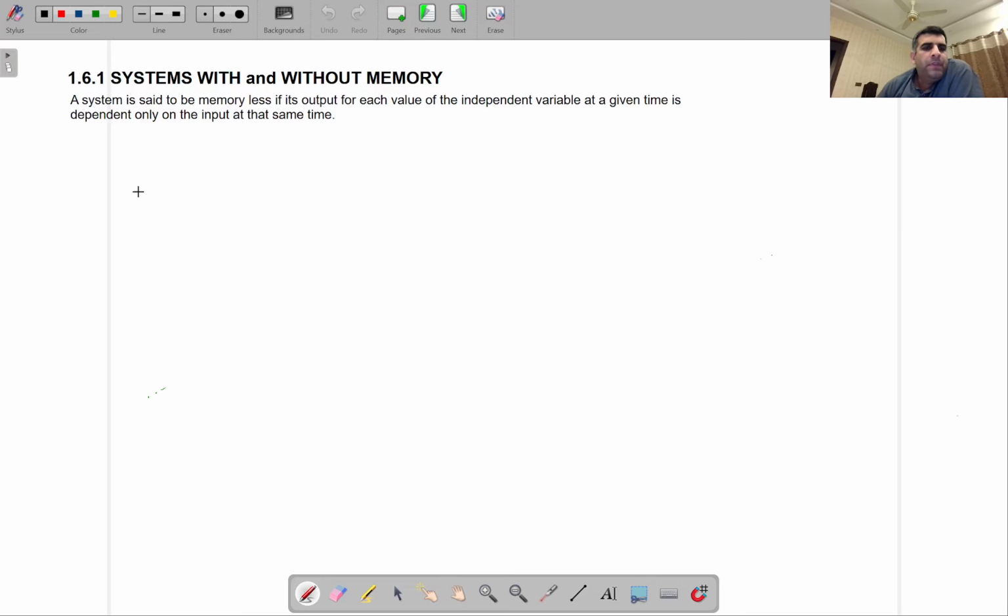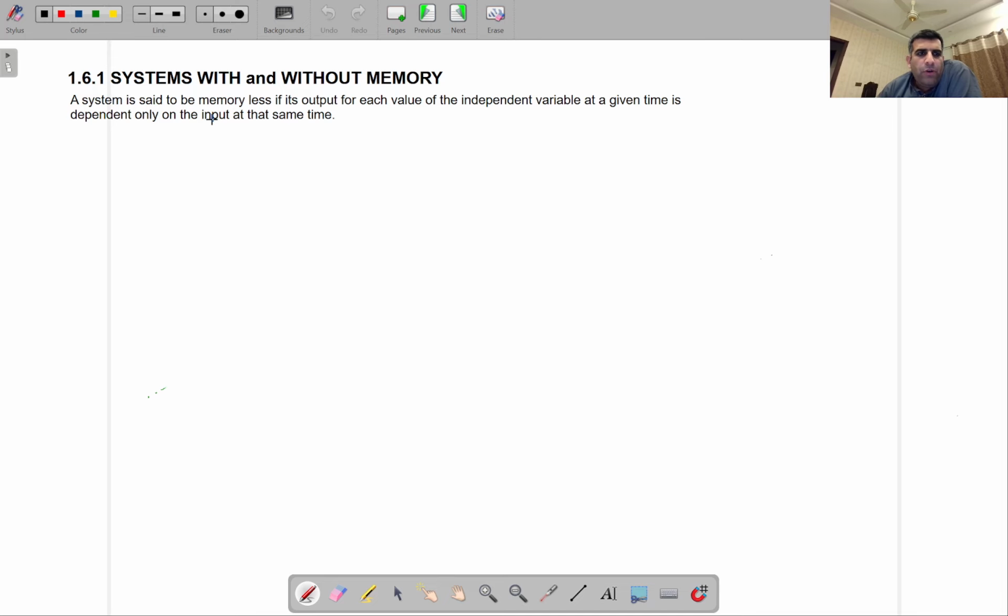Hello everyone. So now we are going to start topic number 1.6, which is system properties, and we are going to look at different system properties and what those properties actually imply. Each property is going to have some physical interpretation regarding the system on which we are going to test. So we will see each property now.